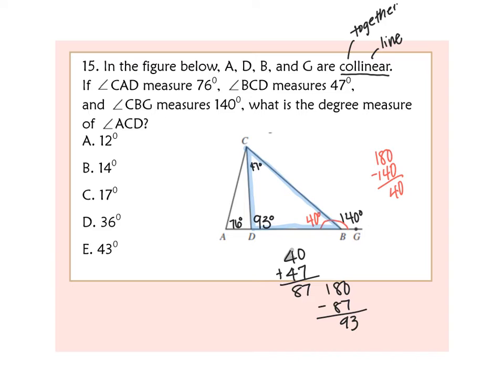Still working my way over. Again, I have a straight line here. It has to add up to be 180. That's going to get me 87. So this piece right here is 87. And then lastly, we have one last triangle. So if I add those values, 76 plus 87, I get 163. Subtract from 180, 17.